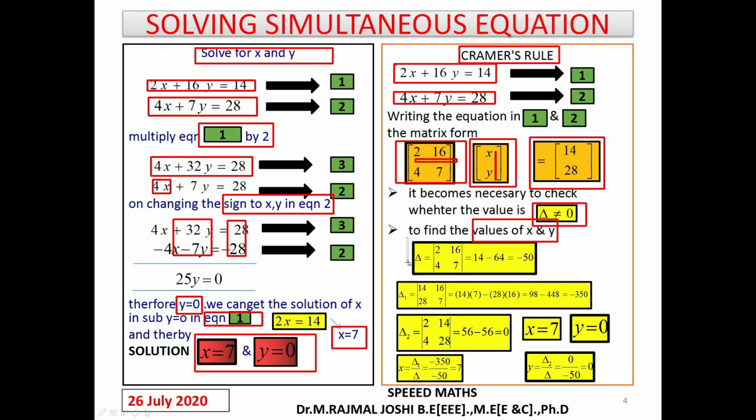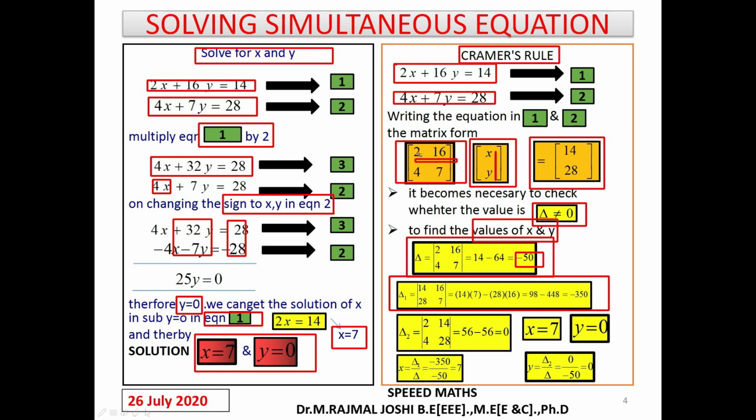Now we have the del, and we have to expand this determinant. When you expand it, we get 14 minus 64, so you will get minus 50 as your del value. Now, to find the solution for x and y, it becomes necessary to find del 1 and del 2. Now we will see how to find del 1 and del 2.